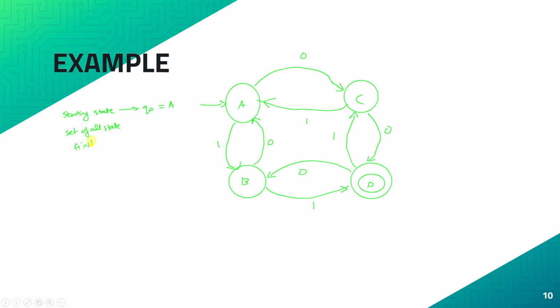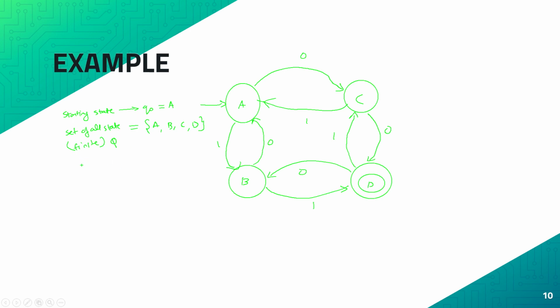Then we have a set of all states that is finite. I'm just writing it because this is a DFA. So the set of all states that are present in our DFA. What is the set of all states? We have got over here A, B, C and D. And how we represent it? We represent it using our capital Q, correct?